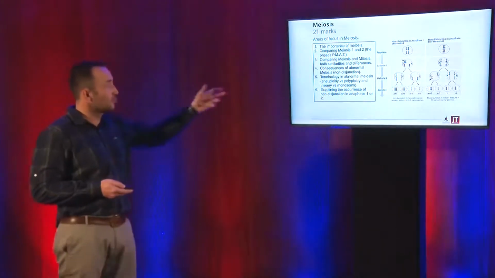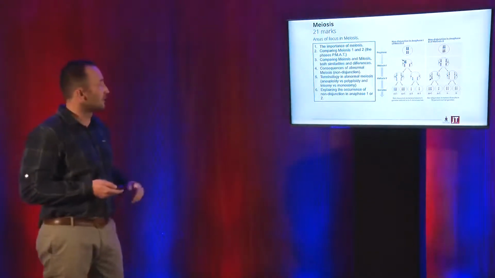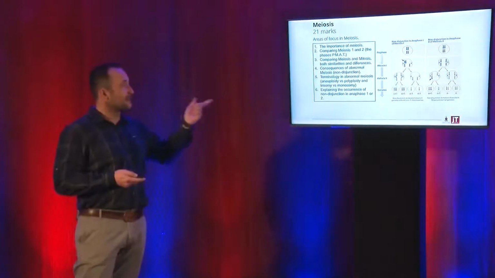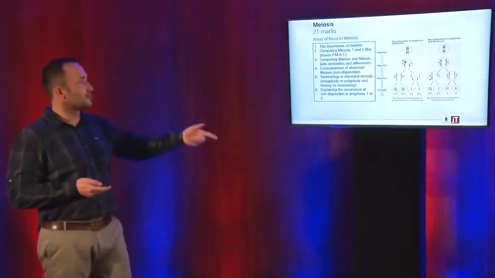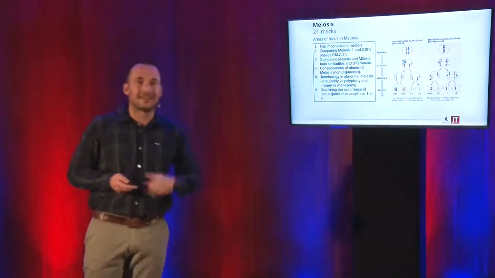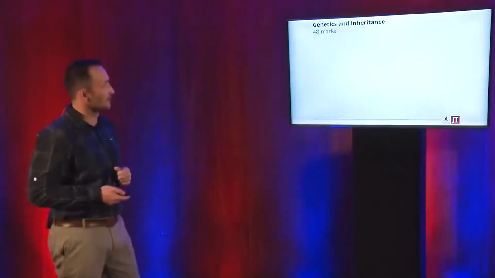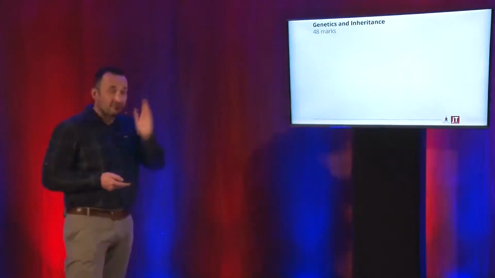A little bit of terminology with regards to meiosis as well. We're looking at aneuploidy versus polyploidy, trisomy versus monosomy, and explaining the occurrence of non-disjunction in anaphase 1 or anaphase 2. I've included 2 images for you to have a look at exactly what happens when non-disjunction takes place. Here we're looking at 48 marks.